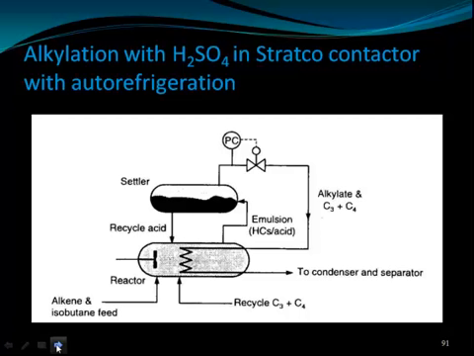Then the emulsion, which is of hydrocarbons and acid, is sent to the settler, and the reaction acid is recycled back. The alkylate, along with the C3 compounds, is removed and then sent to the condenser and separator, and then recycled C3 C4 is added in order to have the alkylation. So the PC will control the pressure level and it will allow the reaction to take place completely.